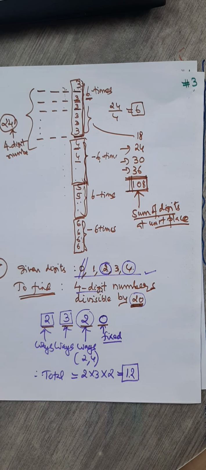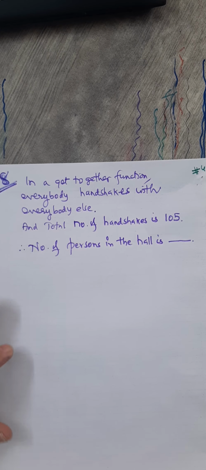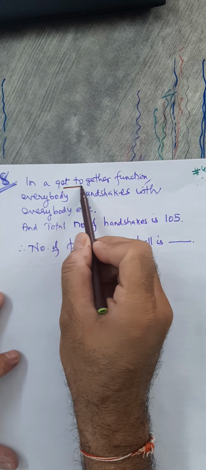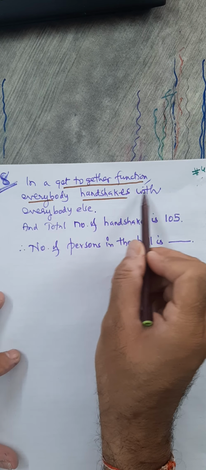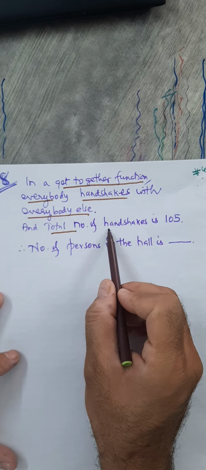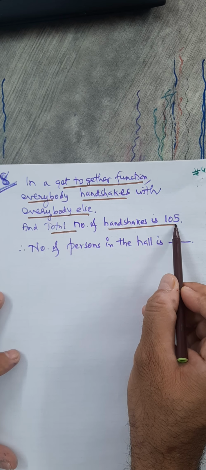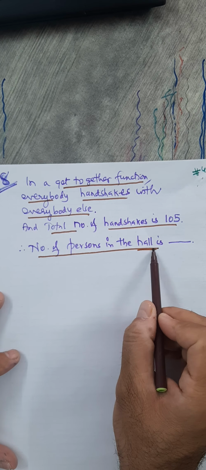Clear? Fine. So here in a get together function, you are given that everybody handshakes with everybody else. Total number of handshakes is 105. Question is, find the number of persons in the party or in a hall.